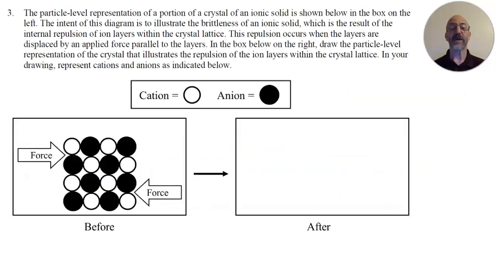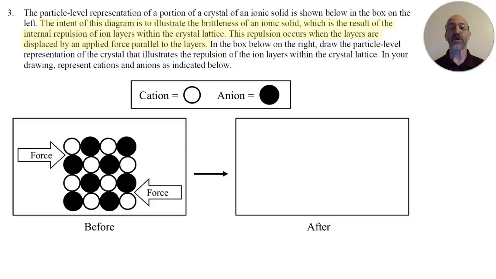Now let's take a look at question 3, in which we have to draw a particle diagram. So it says the particle level representation of a portion of a crystal of an ionic solid is shown below in the box on the left. Now, the intent of this diagram is to illustrate the brittleness of an ionic solid, which is the result of internal repulsion of ion layers within the crystal lattice.